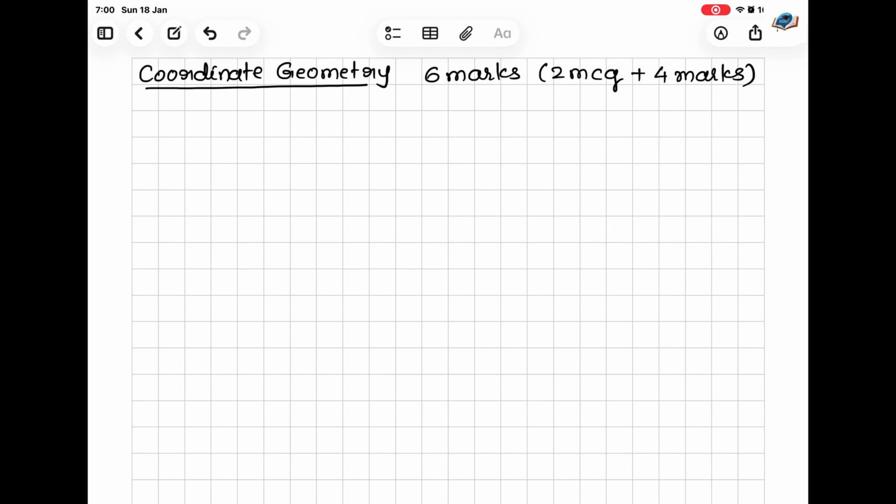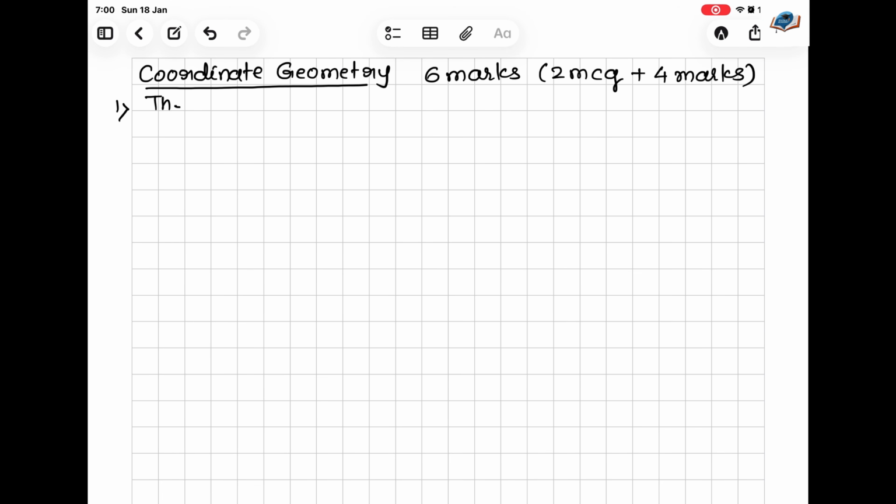Now, let us discuss some of the important questions of coordinate geometry which can be asked. So, first one is case-based studies, as the chapter contains 6 marks and 2 marks MCQs and 4 marks case-based study will come. So, let us see the most important case-based studies.